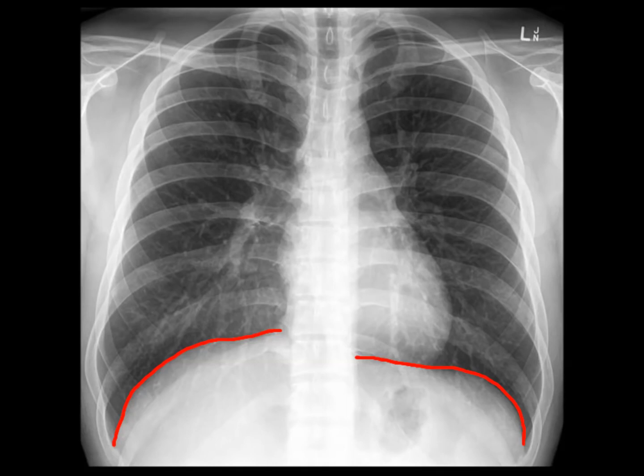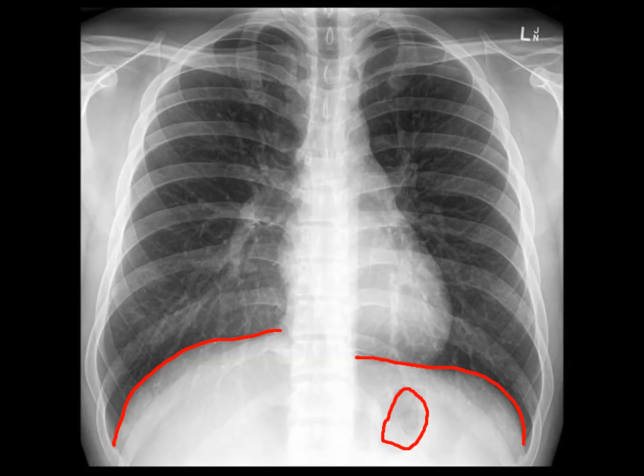The borders of the diaphragm are outlined here. Notice that the right hemidiaphragm is higher than the left. This is normal and is due to the liver lying underneath. On the left side, you might see a bubble under the diaphragm. This is a gastric bubble in the stomach and is a normal finding.